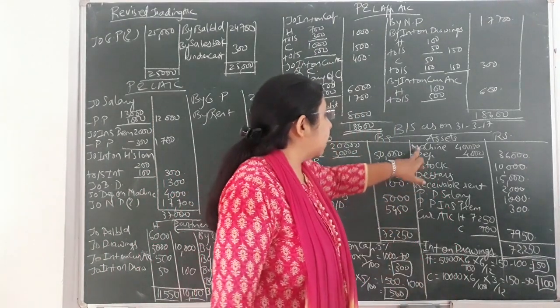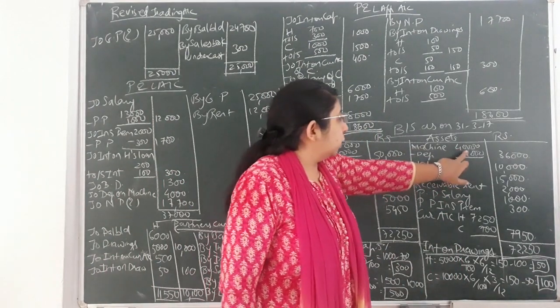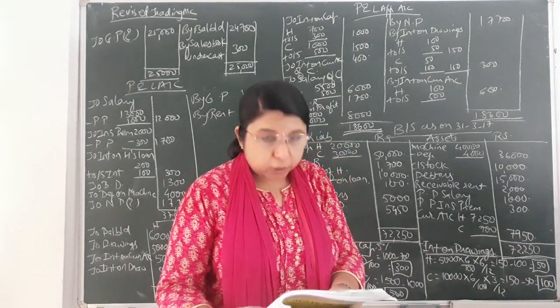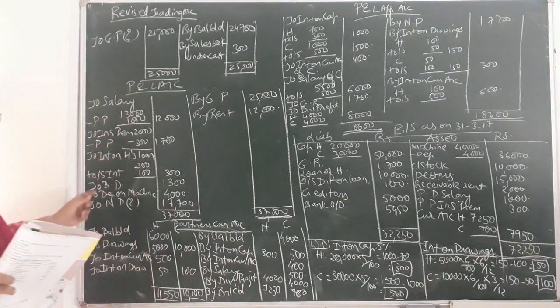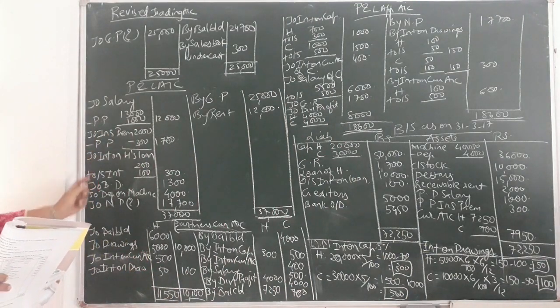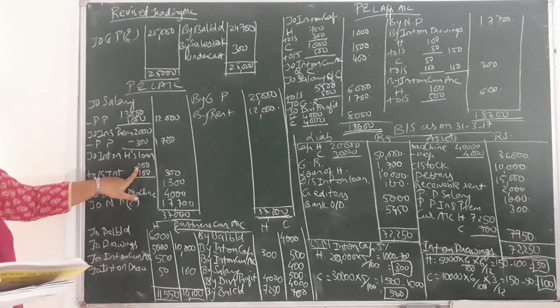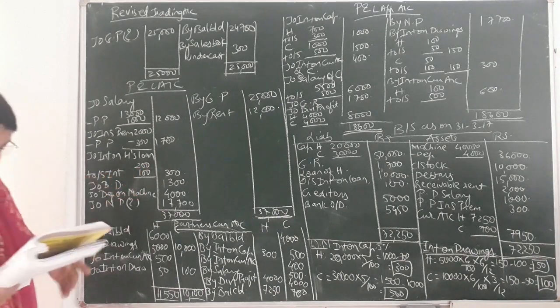So on the asset side of the balance sheet, machinery in the inner column because depreciation is there in the adjustment. So 40,000 in the inner column. Then afterwards, interest on loan that is given to you, 200. Interest on loan will be shown on the debit side of the P&L account, so interest on loan that is given to you, 200 rupees.